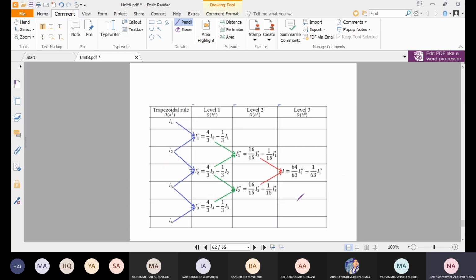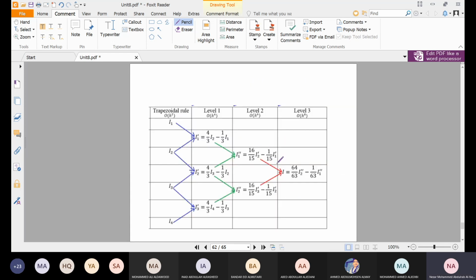So usually we use this table for calculation. For calculation, this is the form.